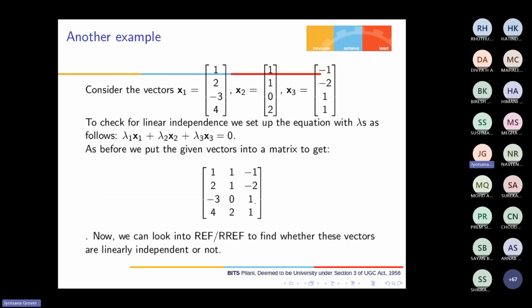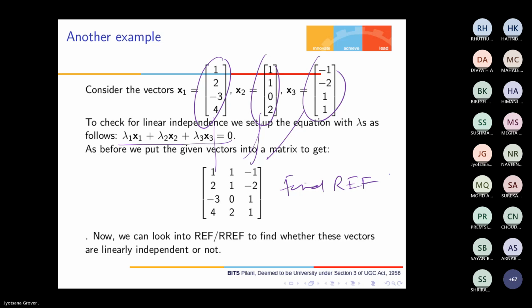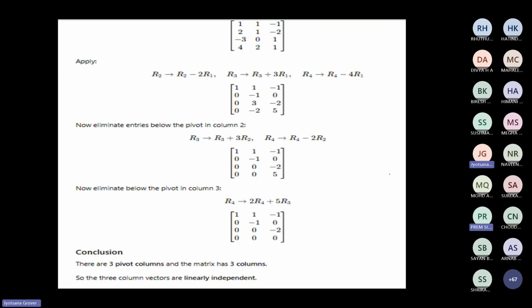Okay, let's check one more. You will tell me, these are three vectors, but they have 4 components. So what do you do? Take them as the columns of a matrix. Now find the REF and find the rank. For REF you already know. I've got the final REF as this. Now tell me what the pivot columns are.